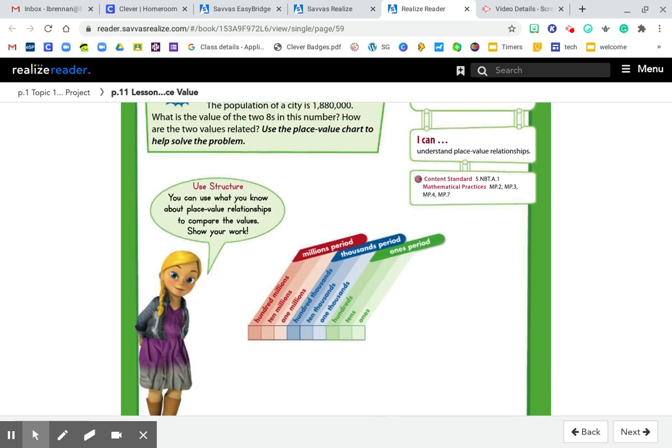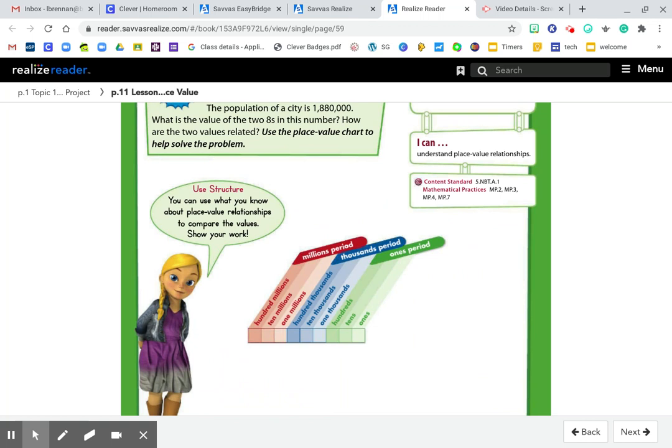The population of a city is 1,880,000. What is the value of the two eights in the number? And how are they related? Use the chart to help you. So you can write the value in the chart just to get yourself all squared away here. Whoops. It'd be helpful if I put it in the right spot. Let's start that again. Okay.